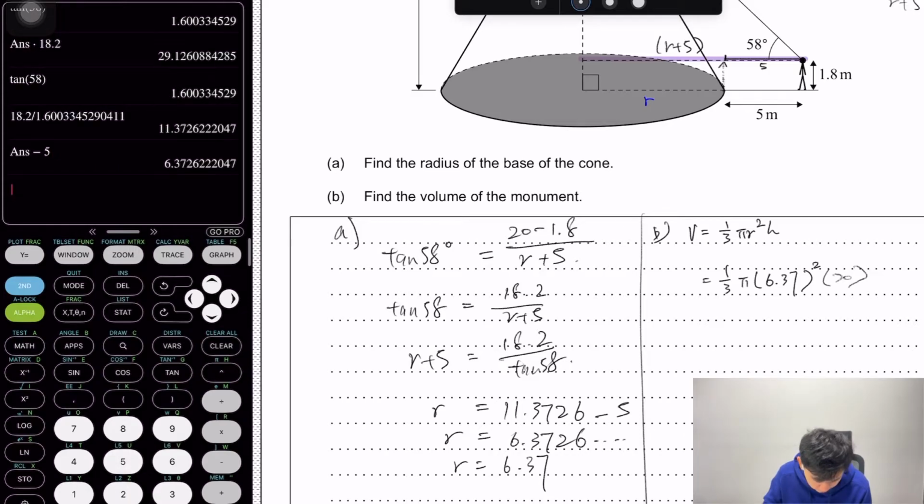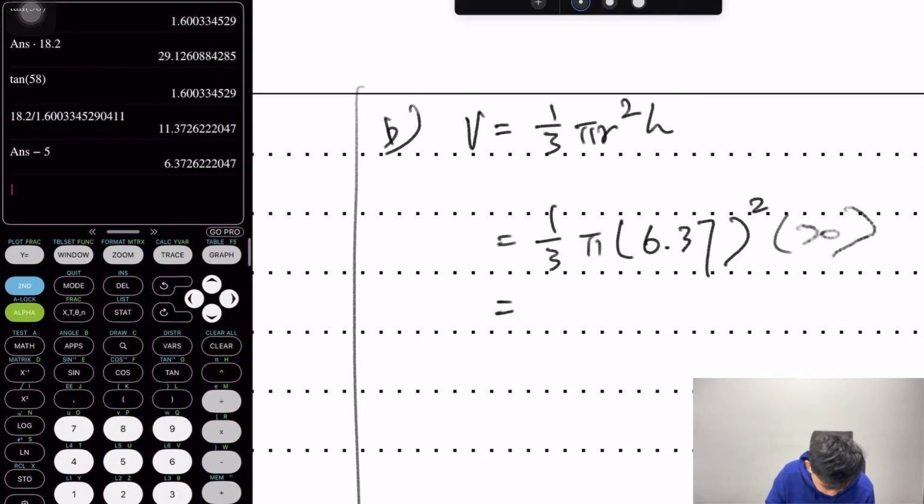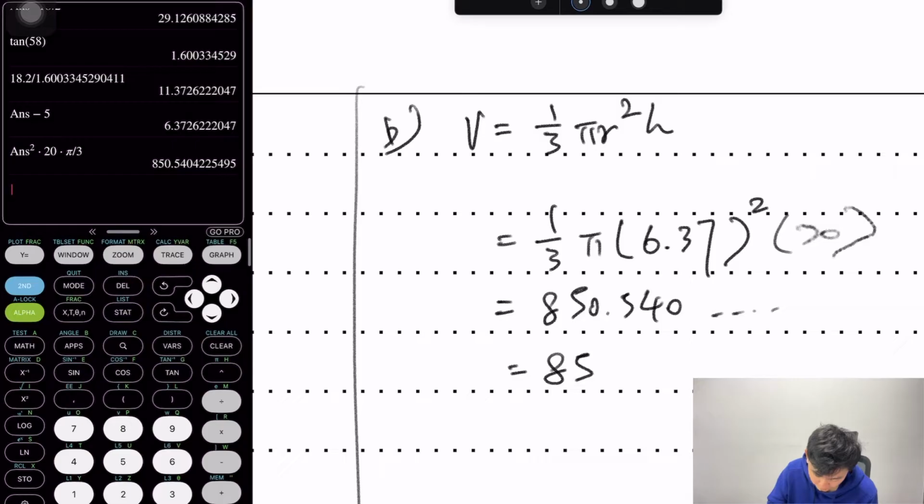Okay, so minus 5 first. So then now we key in everything that we have here to calculate that. So the answer we have to square it, and then times the 20, and then divided by 3 at the end. Of course, sorry, we forgot to multiply the pi. Okay, yeah. So then our answer should be 850.540 dot dot dot, which is equals to 851.